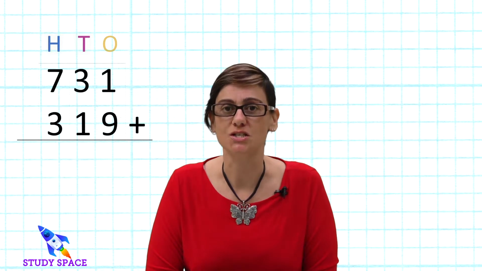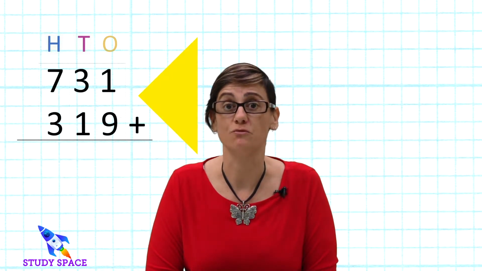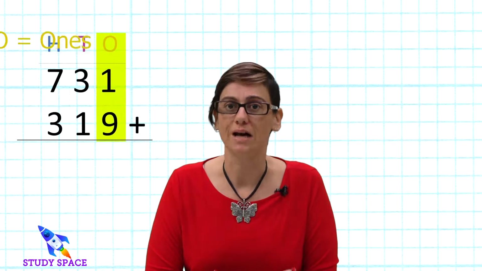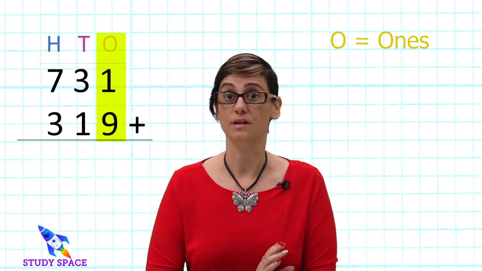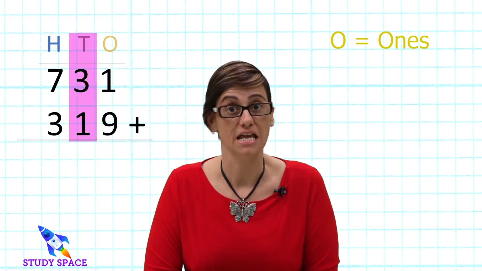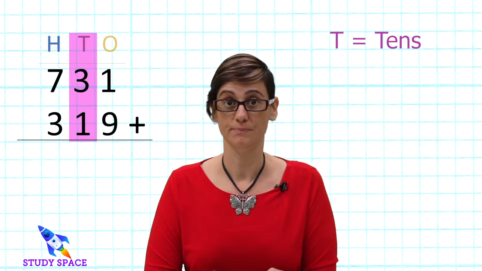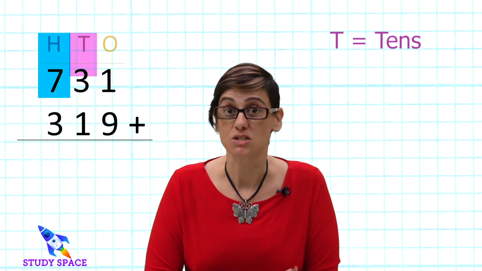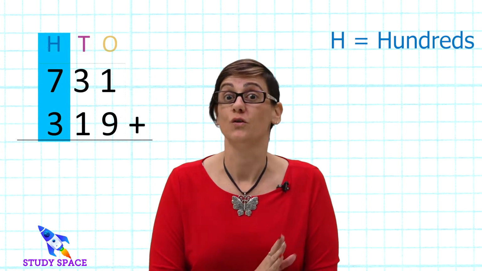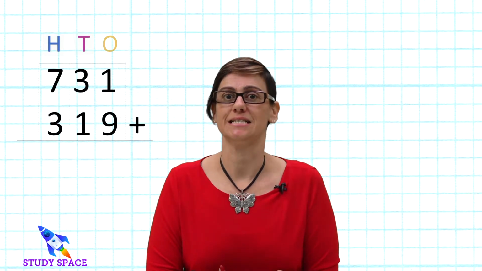So when we're starting to do an algorithm, we start from the right and we head left, okay? So our first column is the ones column, and we add the top and the bottom numbers together. Then we go to the next column, which is the tens, and then we add those together. And then we go to the next column, which is the hundreds, and we add those, and so forth and so forth. Let's go have a look at an example.